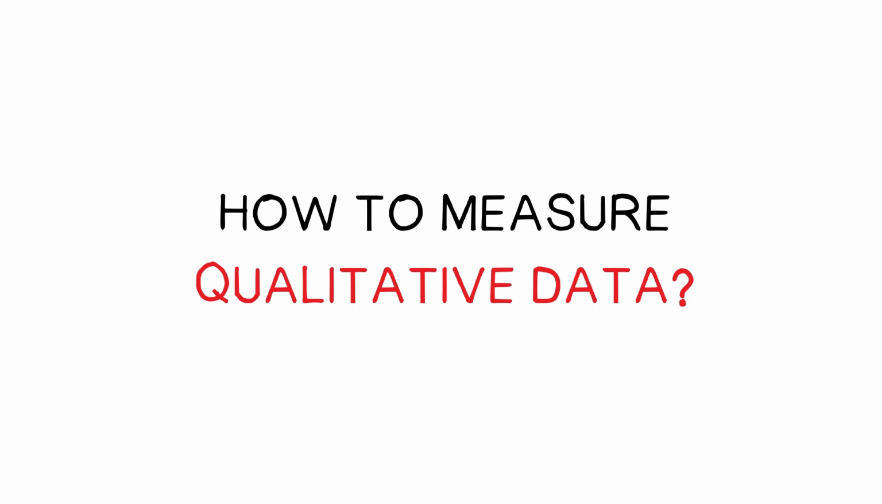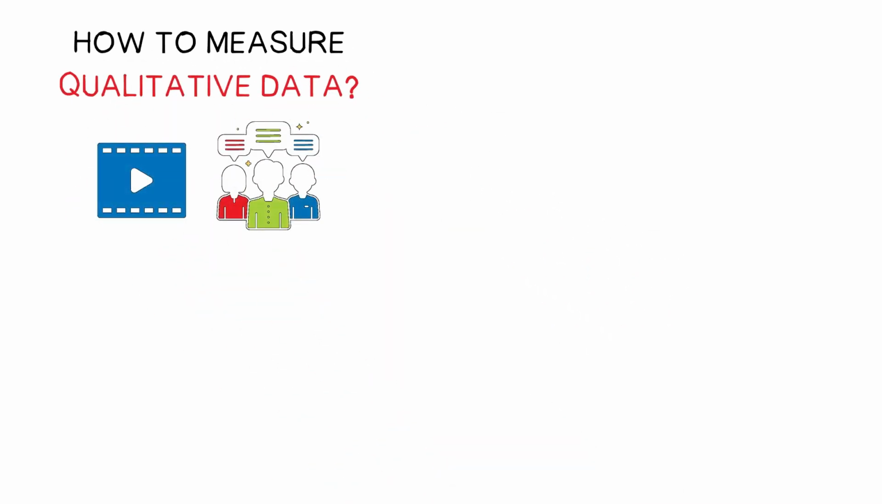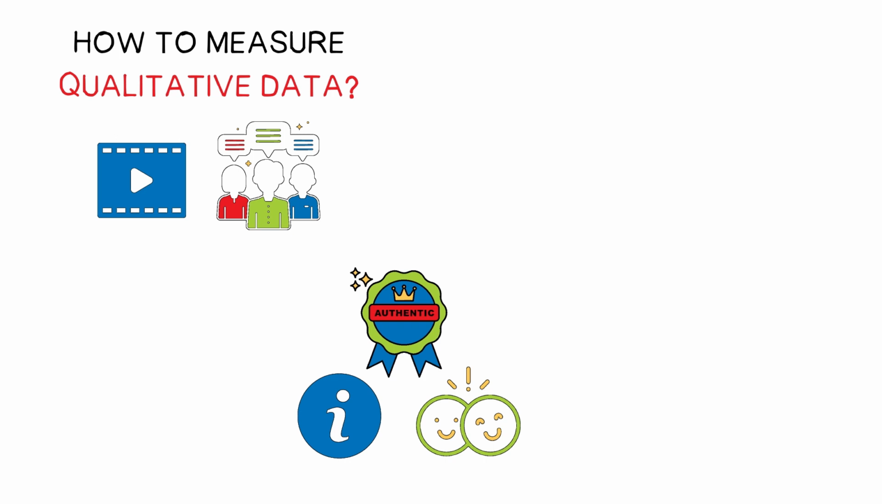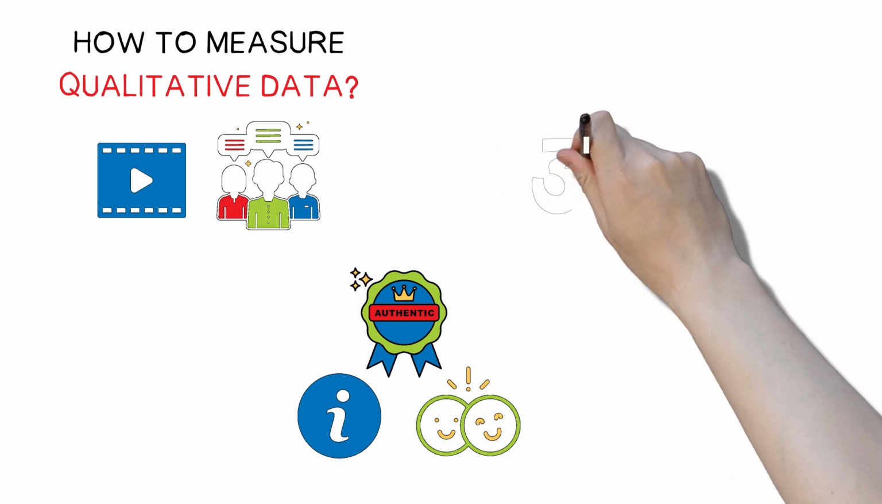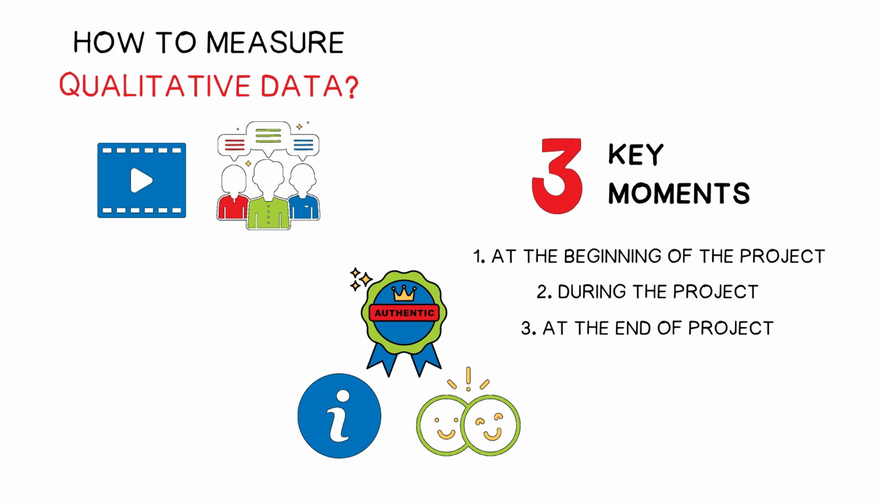Now that we took care of the numbers and growth, let's see how to measure the qualitative data and create some content. Videos and testimonials are the easiest way to tell stories. And in order to keep information and emotions as authentic as possible, we like interviewing our participants in 3 key moments. First, at the beginning of the project. Second, during the project when all the hard work is done and you get to see them in their element. And lastly, at the end of the project, showing their results.